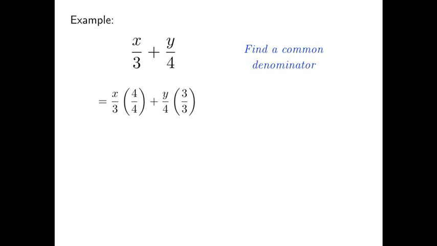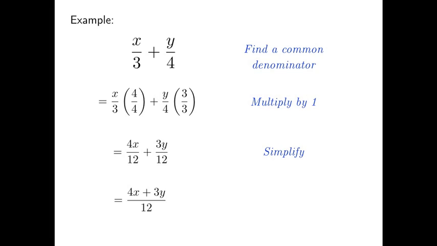Here's an example. x over 3 plus y over 4. Our first step is to find a common denominator. Here, our common denominator will be 12. So we see we need to multiply the first term by 4 over 4 and the second term by 3 over 3. Again, we're only multiplying by 1. We're not really changing anything, just the way it looks. Now we see we have the same common denominator, and to simplify, we'll write it all as one fraction.